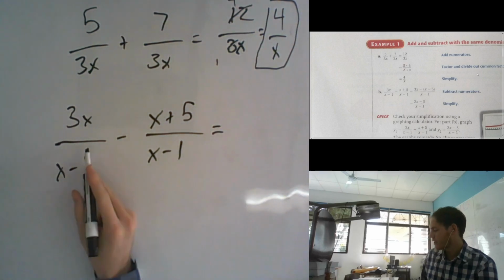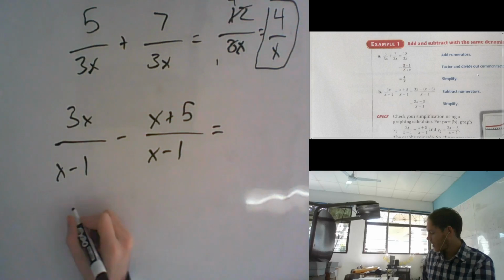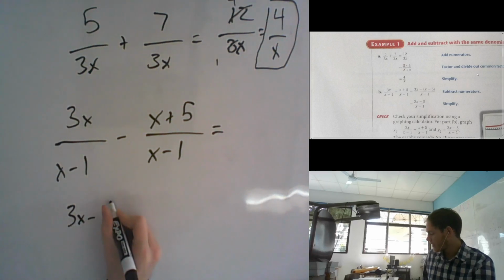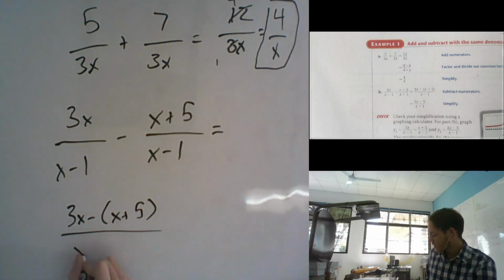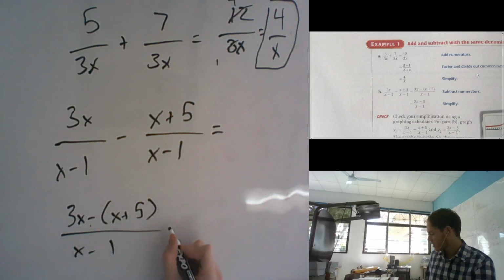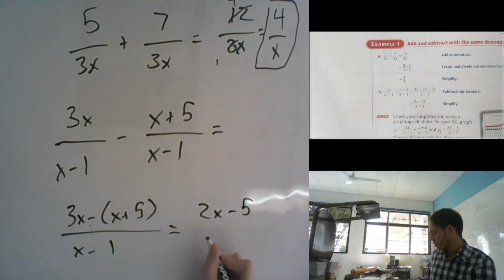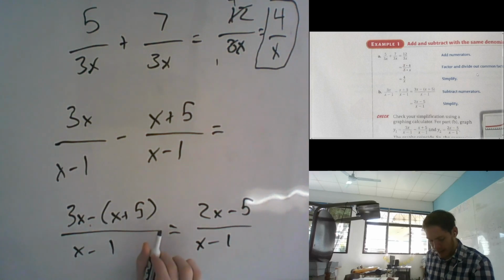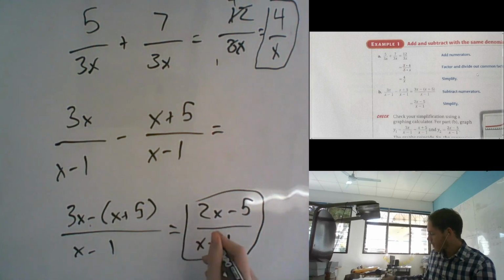Okay, in this example, it's subtraction. So this would be 3x minus x plus 5. Now, you could just subtract it immediately, if you can see it. So 3x minus x is going to give us 2x and then minus 5 because the negative distributes. So 2x minus 5. And in this case, you wouldn't simplify because they're not multiplication.